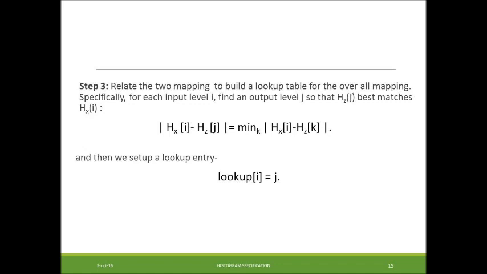Step 3. Relate the mapping to build a lookup table for the overall mapping. Specifically, for each input level i, find an output level j so that Hz of j best matches Hx of i. That is, modulus of Hx of i minus Hz of j equal to the minimum over k of modulus of Hx of i minus Hz of k. And then we set up a lookup entry, lookup of i equal to j.